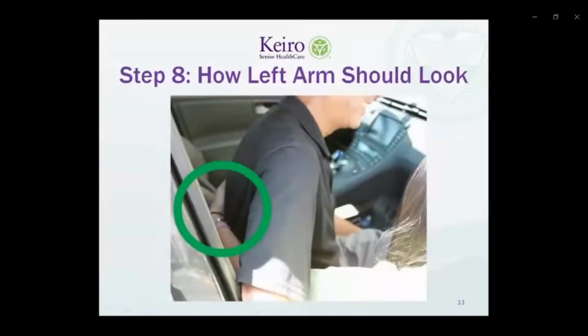This is a picture of how your left arm and hand should be placed when you are pivoting the person's back and feet into the passenger seat area.